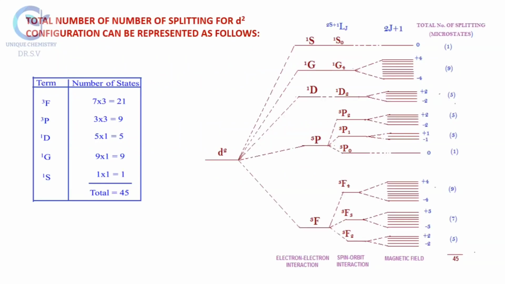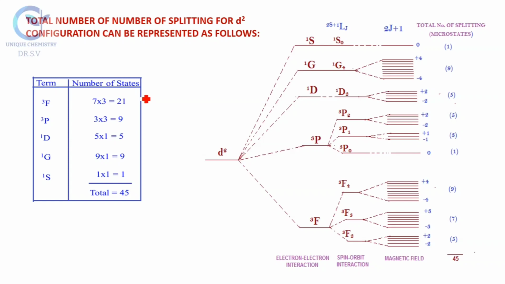The next, the total number of splittings for d2 configurations can be represented as follows. Now you see the table shows the microstates for each term state for d2 configurations. Finally, we arrived at the total microstates for this configuration, which is equal to 45. You see in this diagram there is a triplet F, because for F the degeneracy is 7, and we apply the formula I have already given.